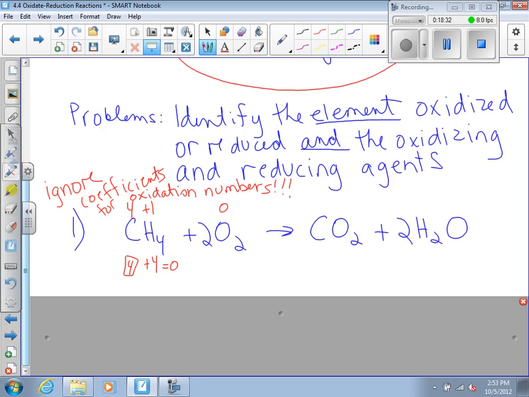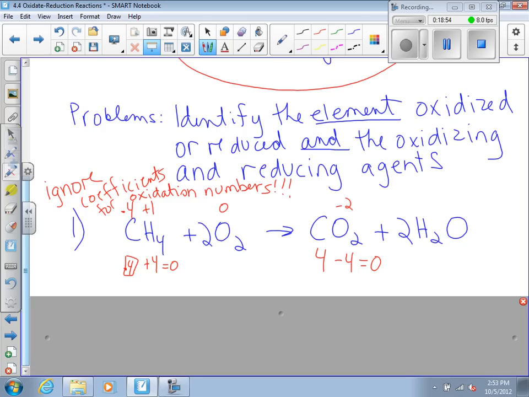CO2. O is -2. This is a compound, not an ion. The total adds to 0. Oxygen, -4 total. Carbon is +4. I just realized there's a mistake back here. This carbon over here is -4, not +4. You were probably wondering what I did wrong over there.